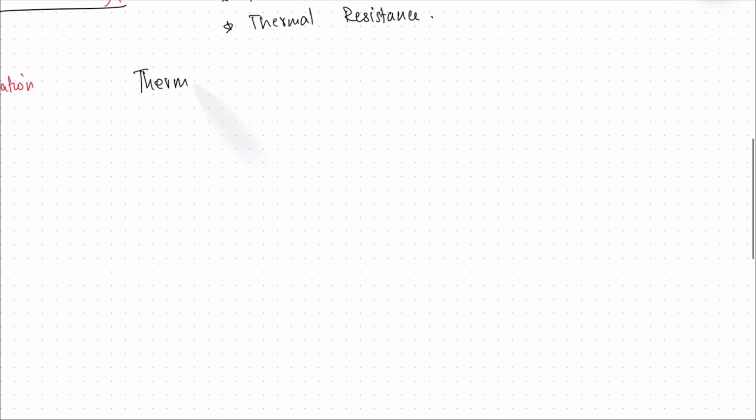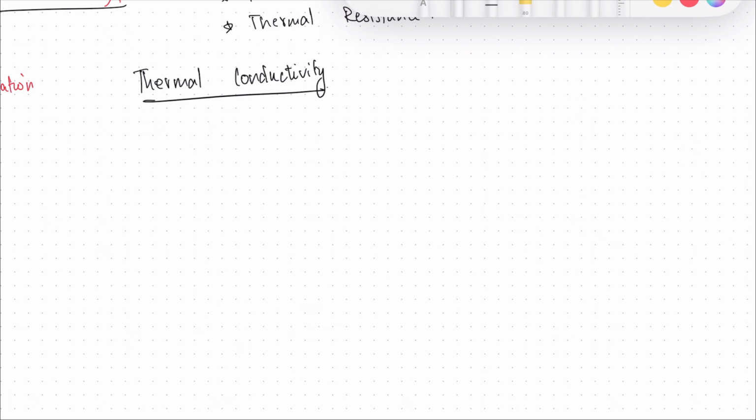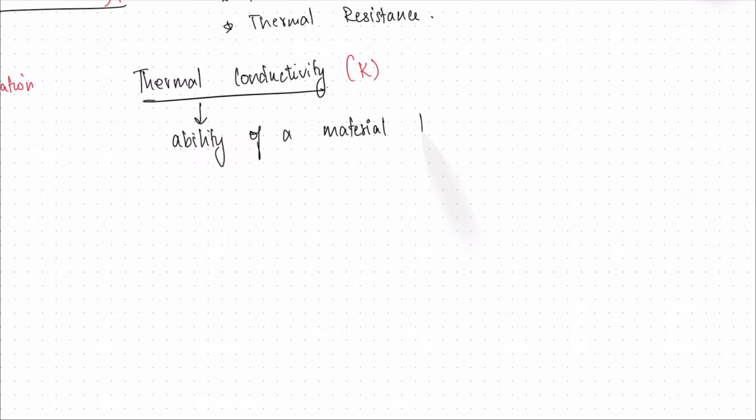So what does thermal conductivity mean? Thermal conductivity is the ability of a material to conduct heat, or the ability of a material to transfer heat. And this is denoted by K. Here the key word is material.